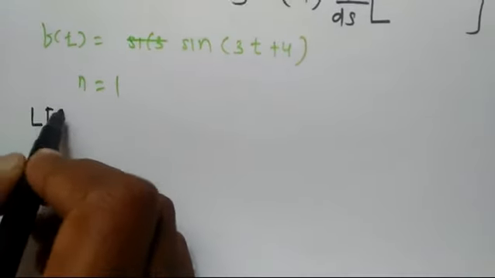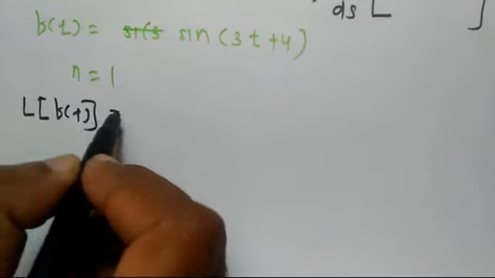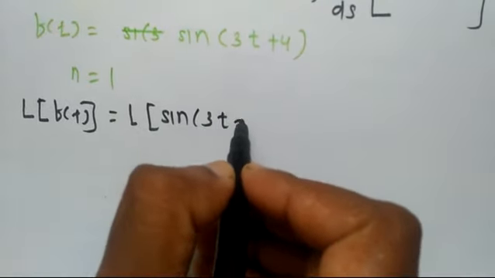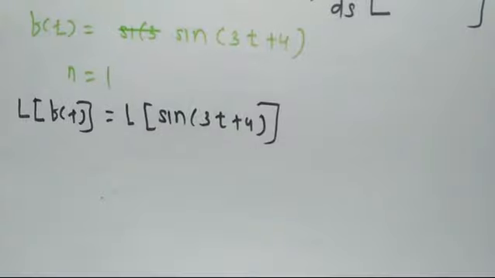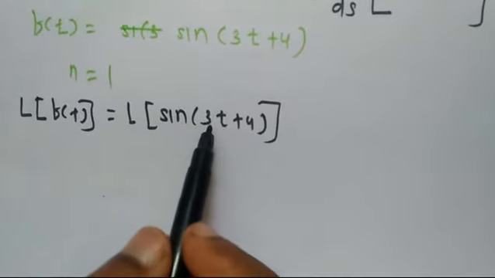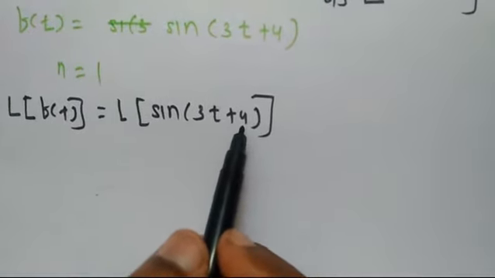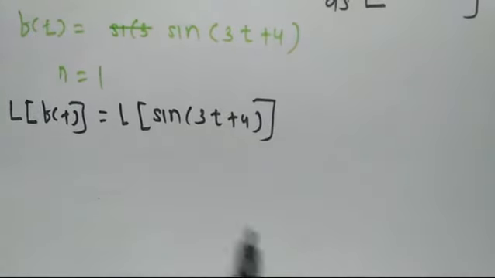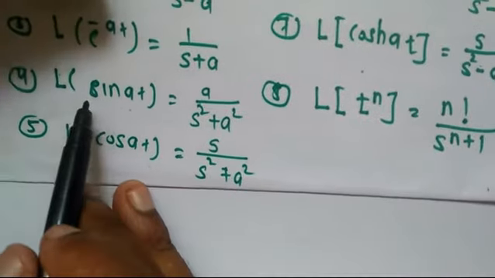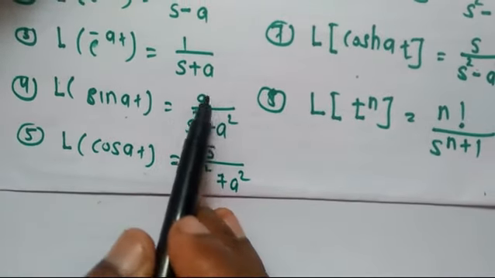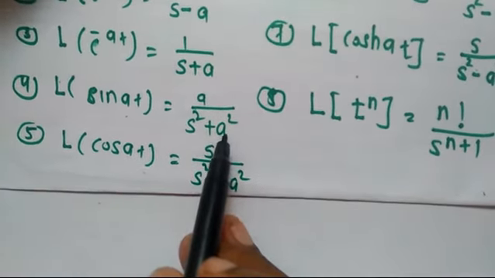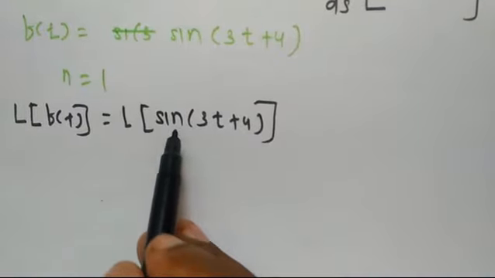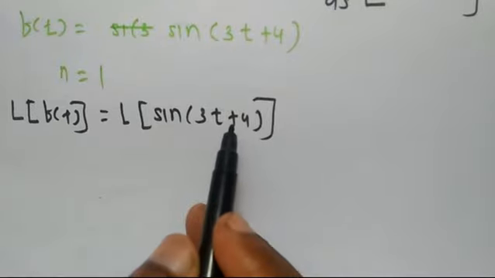So Laplace transform of this f of t is Laplace transform of sin(3t plus 4). But we don't know the Laplace transform of sin(3t plus 4). This is a constant. We know the Laplace transform of sin 3t. Okay, how will we find the Laplace transform of sin 3t? See here, Laplace transform of sin at is a by s square plus a square. This is the standard formula. But we don't know the Laplace transform of sin(3t plus 4). How to find the Laplace transform of this?